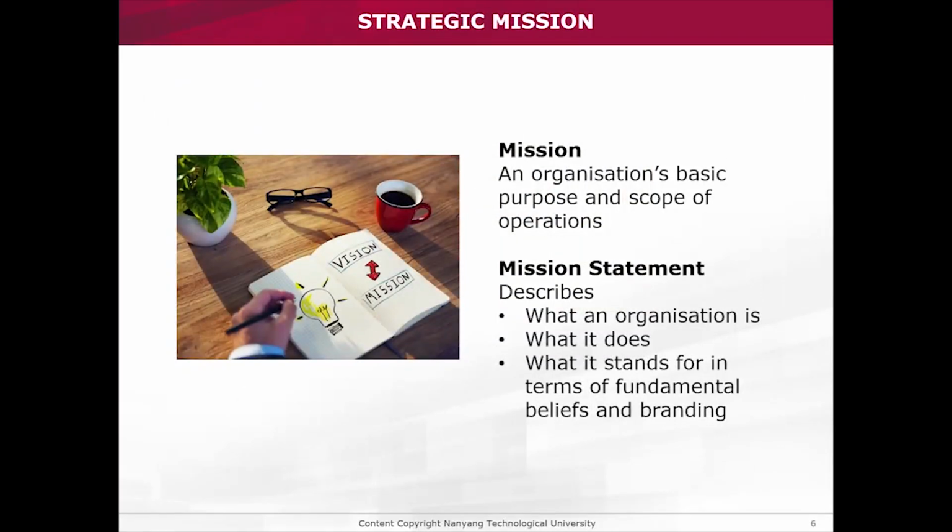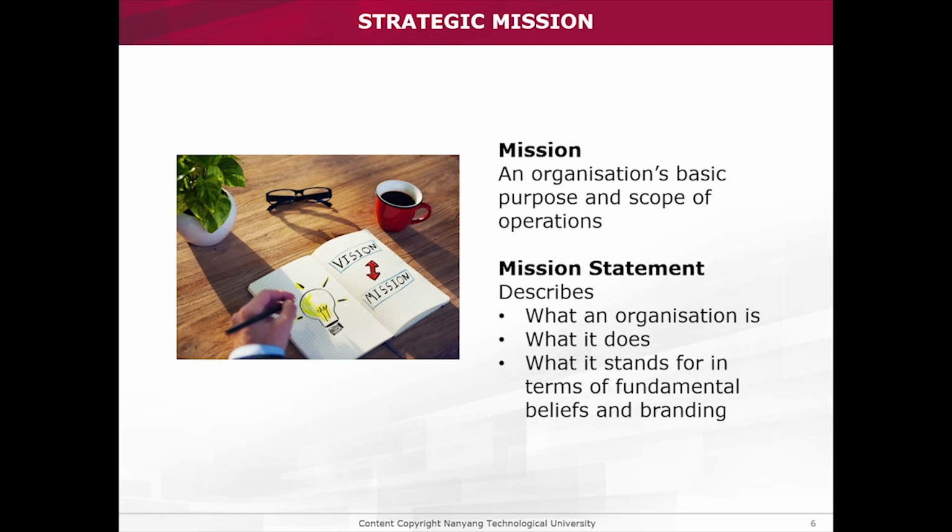Strategic mission is a clear and concise expression of an organization's basic purpose. It should be expressed concisely in a mission statement. A good mission statement describes what an organization is, what it does, what it stands for in terms of fundamental beliefs and branding. This can be very broad for large, diversified organizations and very specific for small firms. These are much more present-focused than strategic visions.